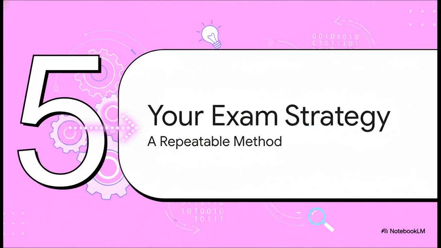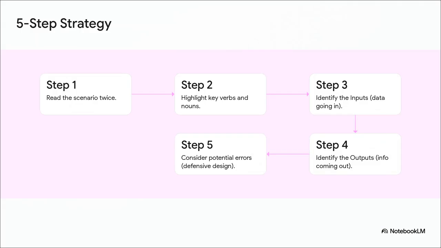All right, so we've taken a real exam question completely apart. Now let's put everything we've learned back together into one simple strategy that you can use to ace any scenario question that comes your way. Here it is, your 5-step strategy. Step 1, read the scenario. And then, seriously, read it again. Don't rush it. Step 2, get your highlighter out and find the key verbs and nouns, the actions and the things. Step 3, identify the inputs, all that data going in. Step 4 is the outputs, all the info coming out. And finally, step 5, think about what could go wrong. That's your defensive design sorted.